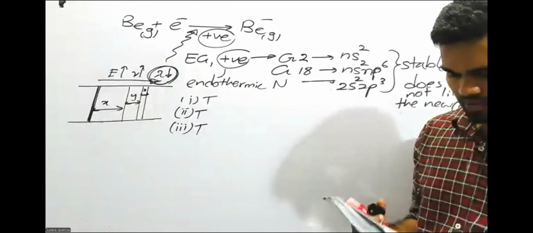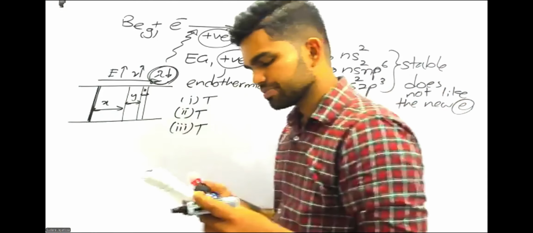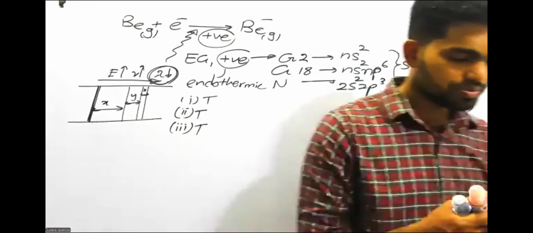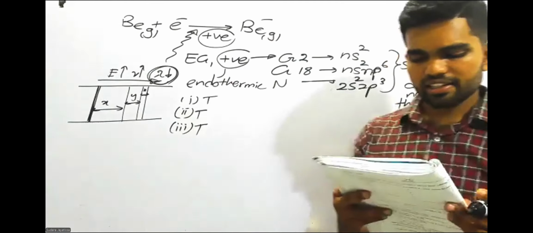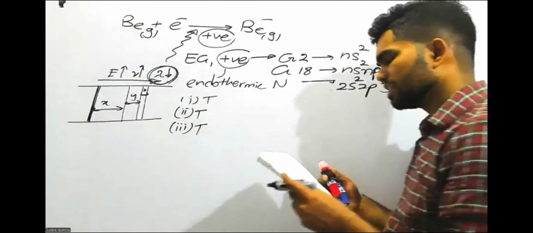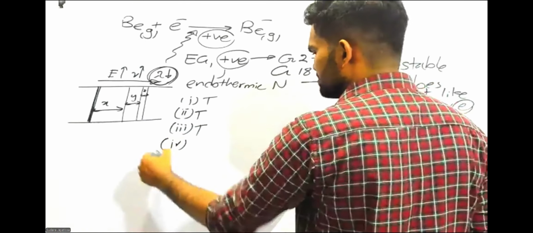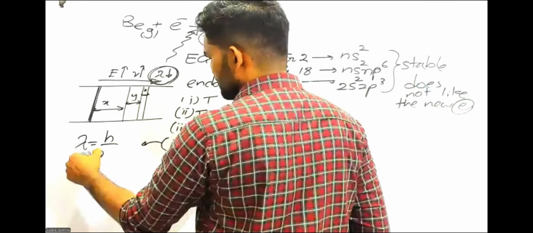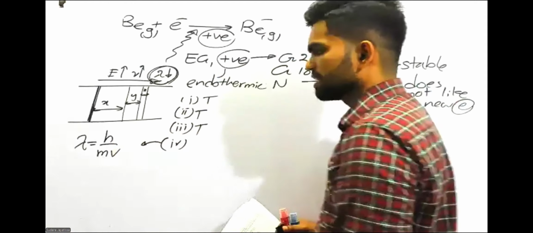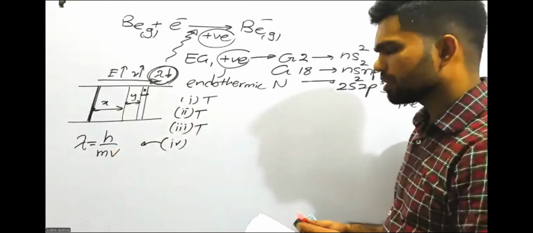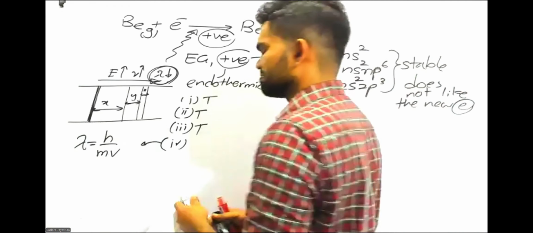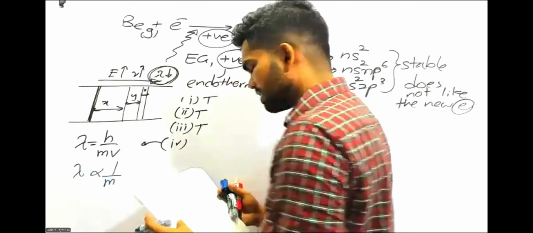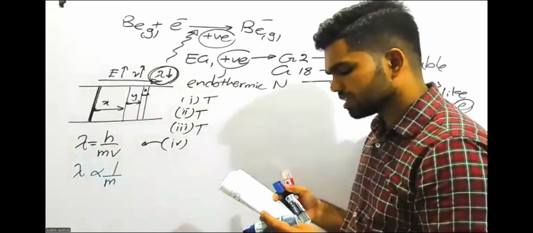Okay? Then go for the next one, fourth one. De Broglie wavelength associated with N2 molecule is shorter than the de Broglie wavelength associated with O2 molecule when they travel at the same velocity. So de Broglie wavelength is equal to h over mv. So if the speed is same, then their de Broglie wavelengths depend on the mass. It is inversely proportional to the mass. So one with a higher mass should have a lower de Broglie wavelength.